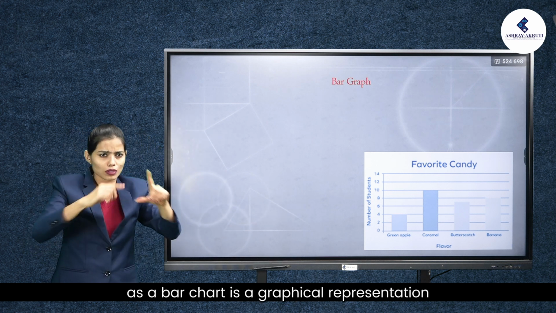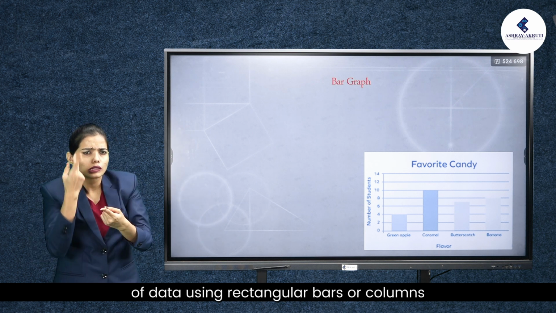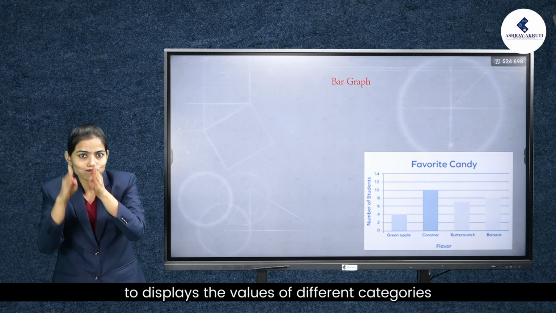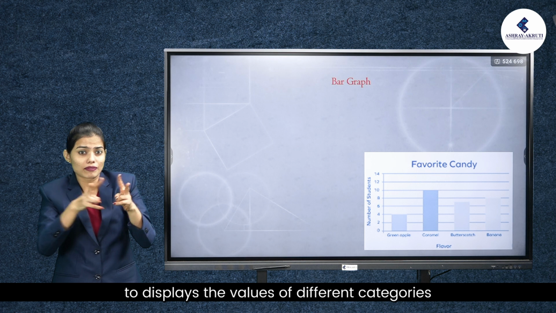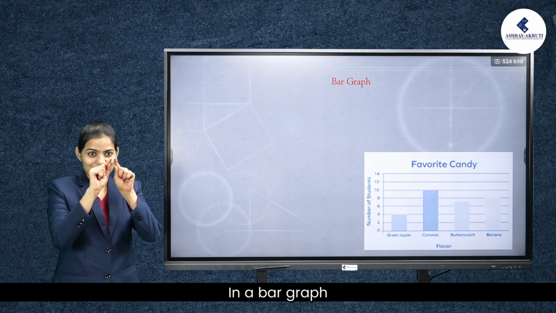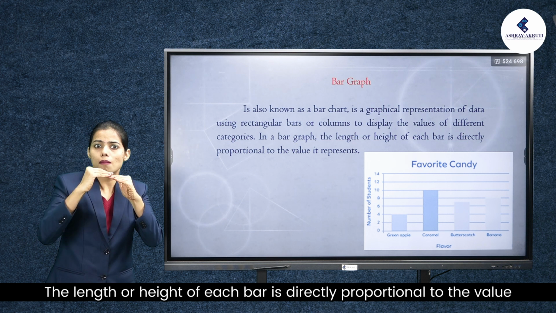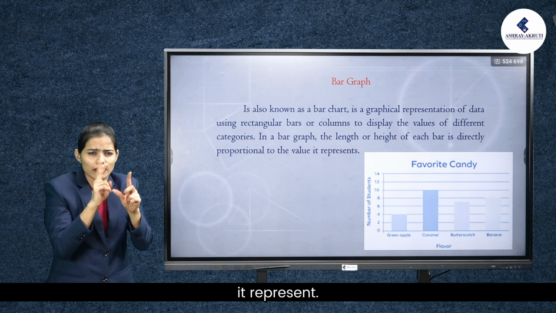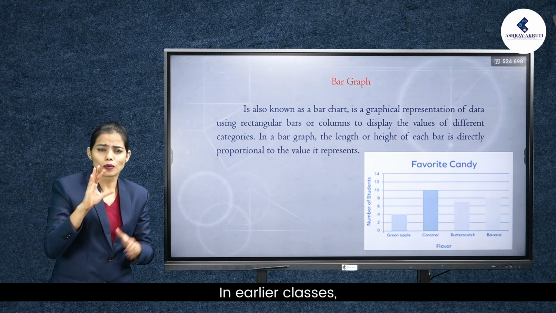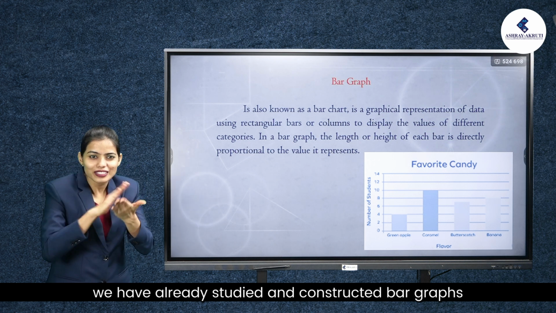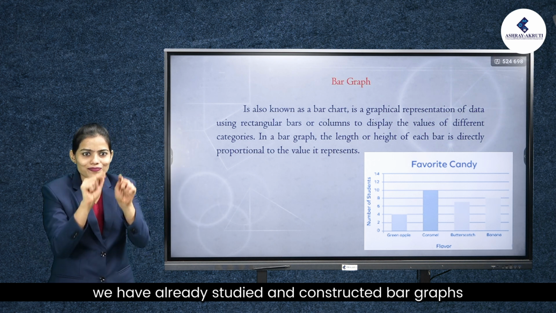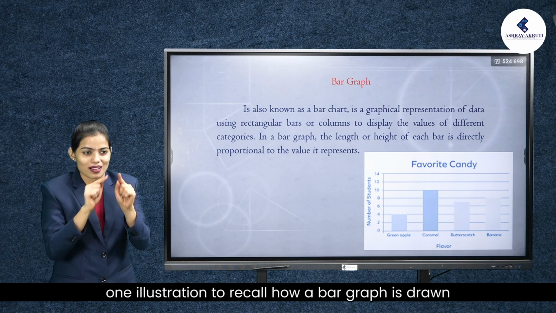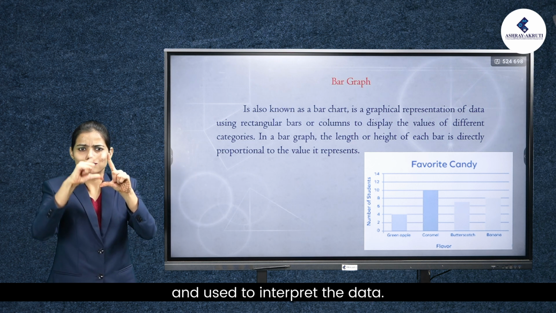A bar graph, also known as a bar chart, is a graphical representation of data using rectangular bars or columns to display the values of different categories. In a bar graph, the length or height of each bar is directly proportional to the value it represents. In earlier classes, we have already studied and constructed bar graphs. Let us see one illustration to recall how a bar graph is drawn and used to interpret the data.